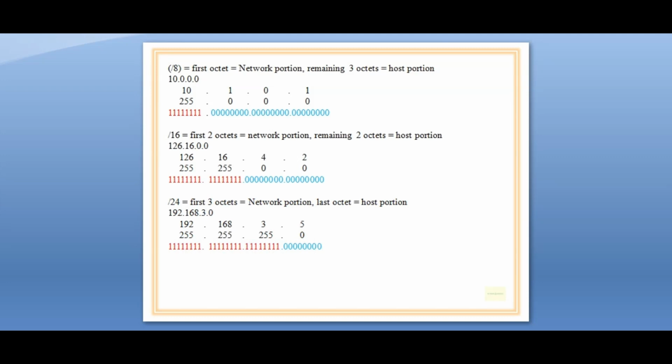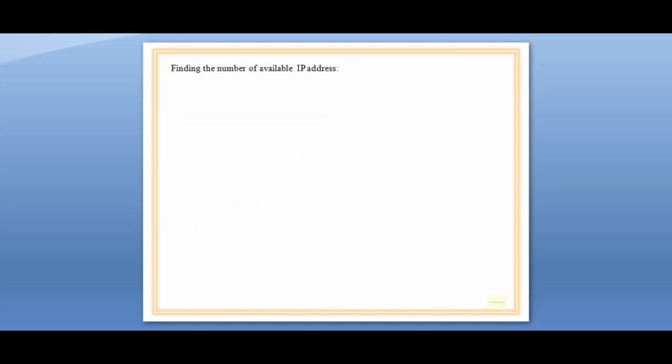/24 means that the first 3 octets equal the network portion and the last remaining octet equals the host portion. Say 192.168.3.5/24 is a class C IP address, hence it is part of the /24 network. The subnet mask for /24 is 255.255.255.0. The first 3 octets remain constant and the last octet will change. Hence the network will be 192.168.2.0. Now let's try to find the number of usable IP addresses in a network.